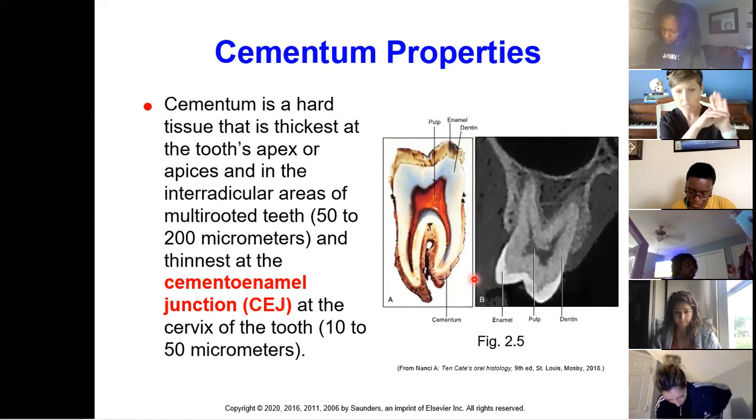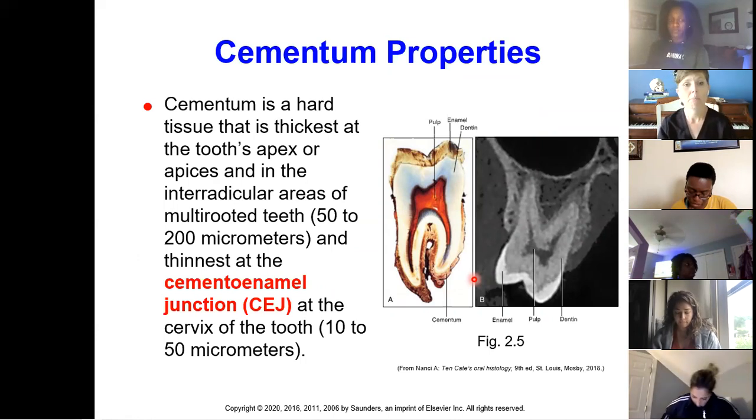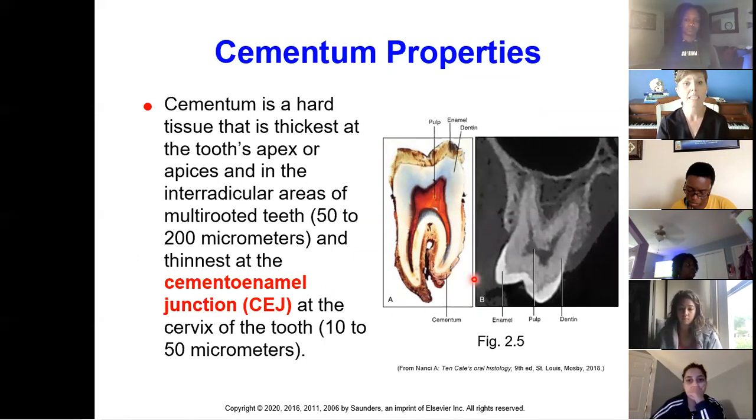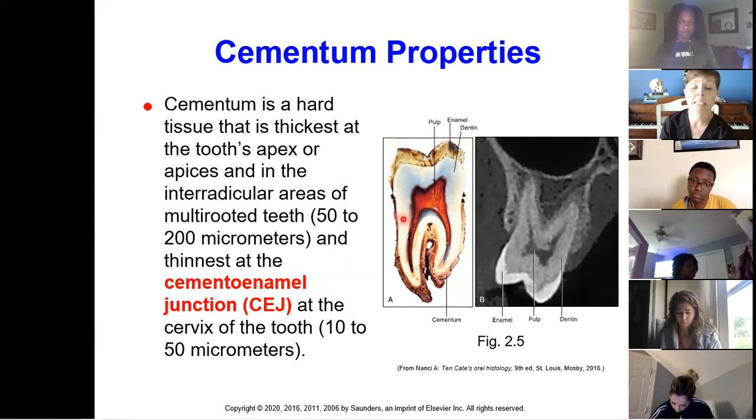It is usually covered by the marginal gingiva, unless there's recession, and then you can see it. The cementum is a hard tissue that is thickest at the root's apex. So it's thicker down here at the apex rather than up here near the CEJ. And in the interradicular areas, so you can see here in between the roots is what interradicular means, of a multi-rooted tooth. And it is thinnest at the CEJ near the cervix of the tooth.